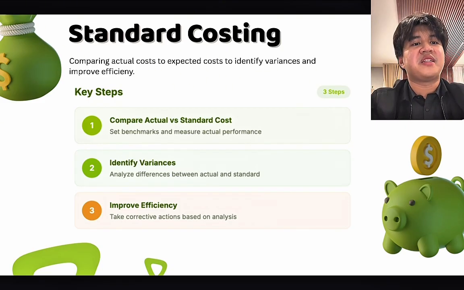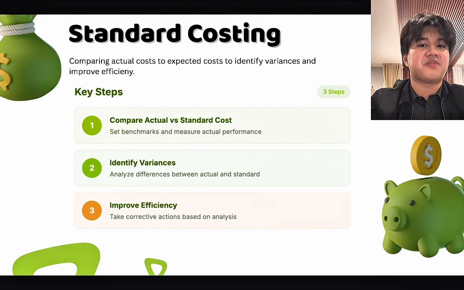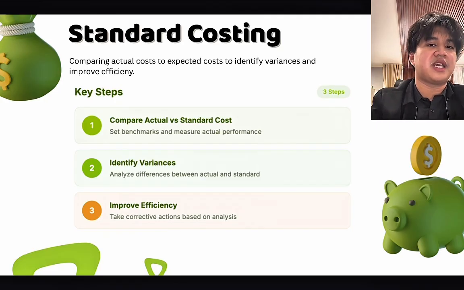For example, standard material cost is 50 pesos per unit, and the actual material cost is 60 pesos per unit. So variance equals the actual cost minus the standard cost. So 60 minus 50 equals 10 pesos of unfavorable variance. This means the company will spend 10 pesos more than expected per unit. Managers then investigate the causes such as the supplier's price increase, waste, and inefficiency.